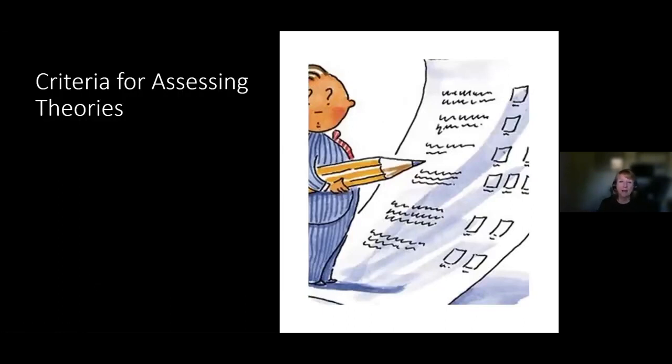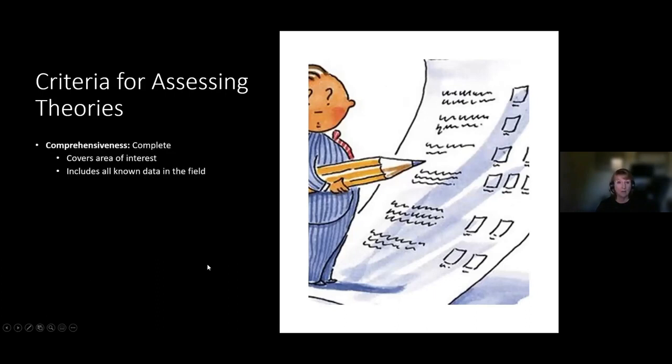One is how are theories assessed? How do you know if you have a good theory? And you're not going to be good on all of these, but these are kind of high-level criteria for determining how good a theory is. First of all, is it complete? How comprehensive is it? Does it cover the area of interest and include all known data in a field? This doesn't happen until a theory's been around for many years.